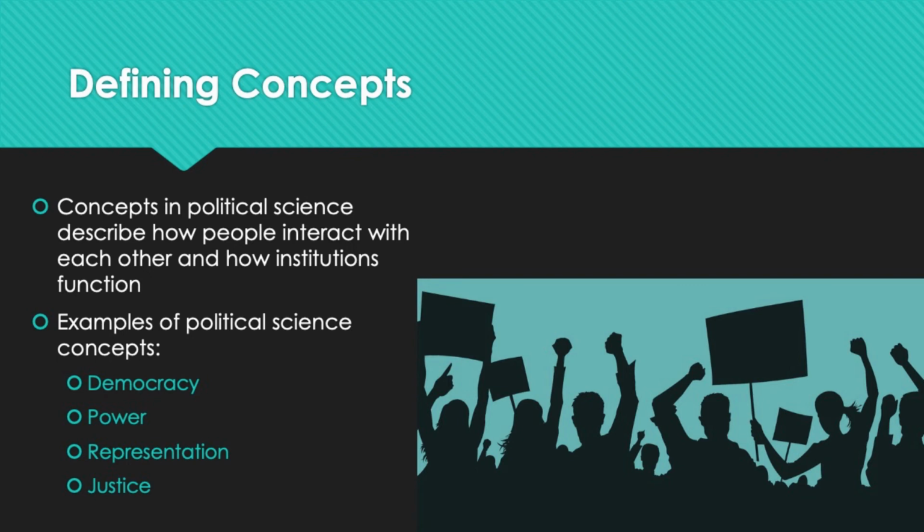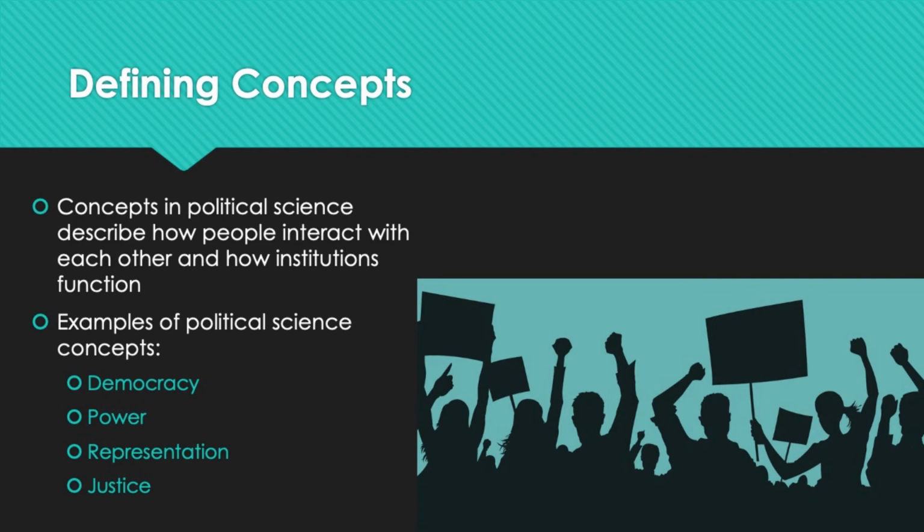Major concepts in political science research seek to describe how people interact with each other and how our political institutions work. Topics like democracy, power, representation, justice, they're all immensely important topics that merit study, but how do we measure that? How do we put justice into a spreadsheet? How do we measure power across different countries?